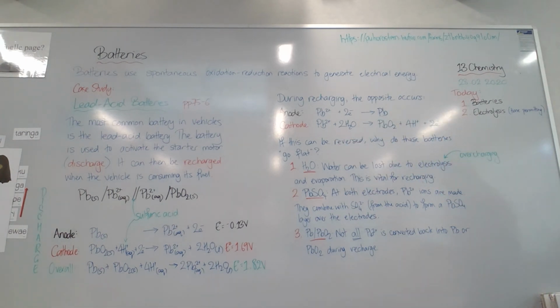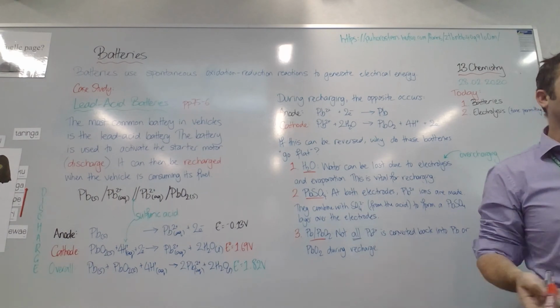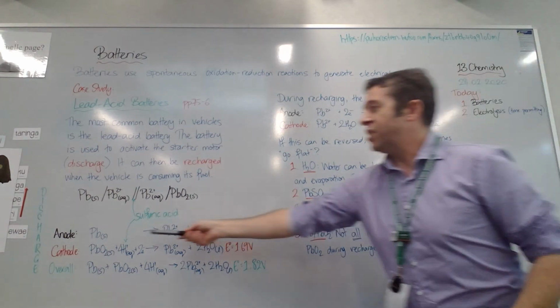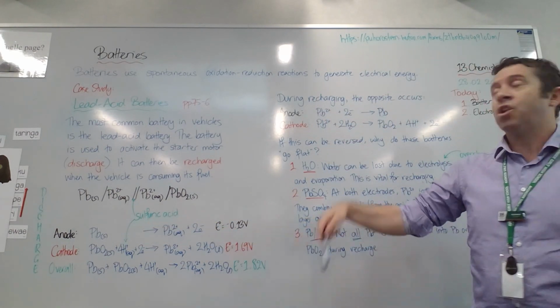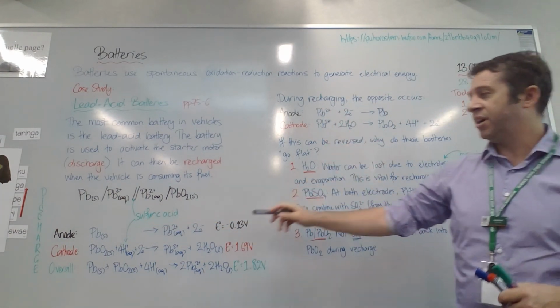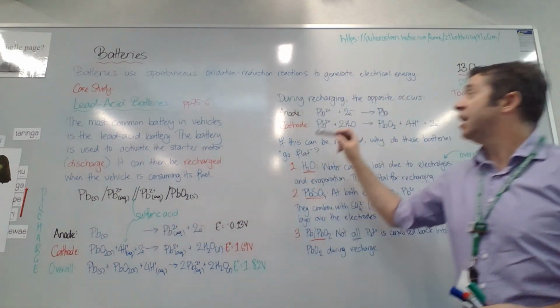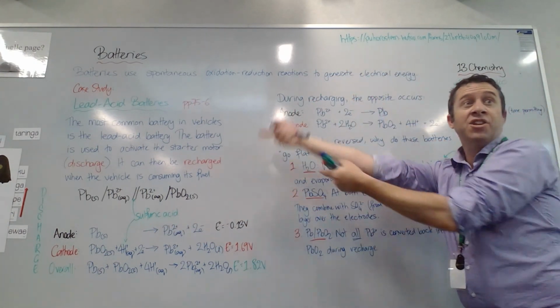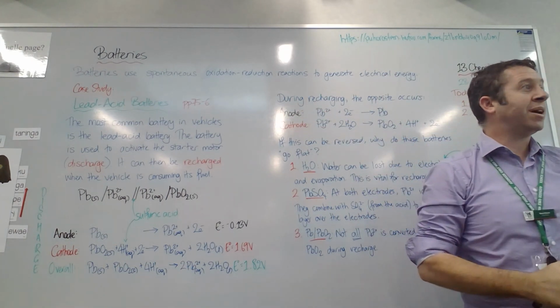So if I had a rechargeable battery in my assessment, and we have to give you a rechargeable battery in your assessment to meet the criteria, once you've got the anode and the cathode written out, don't change them about. Whatever chemicals were involved there, they're the same chemicals. For recharge, you just need to flip the arrow around, basically.